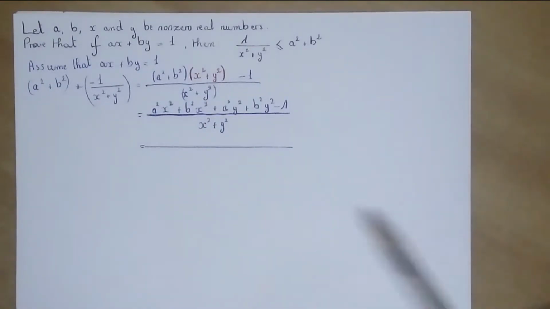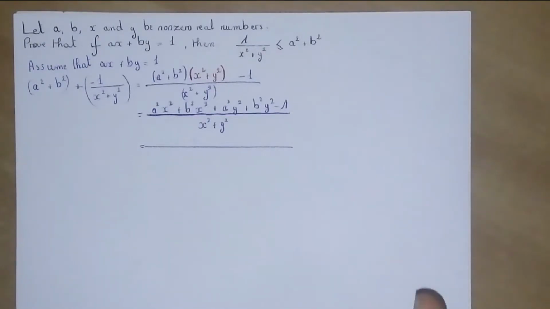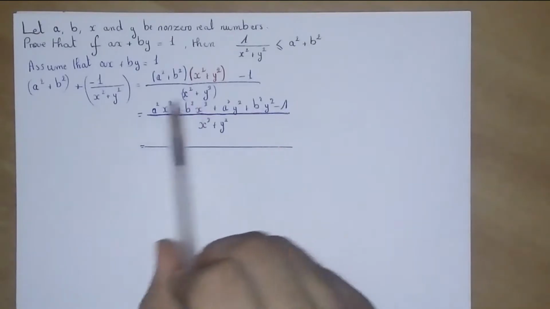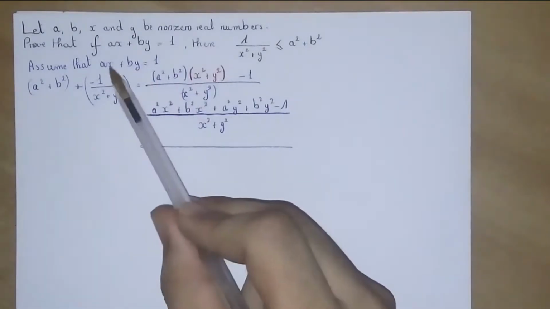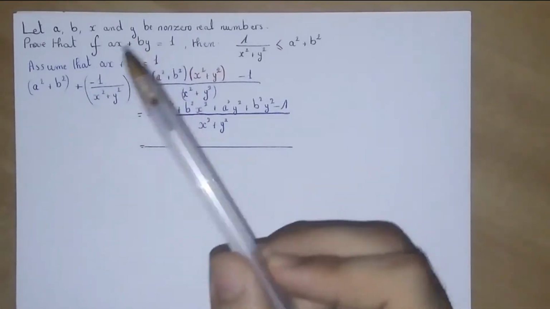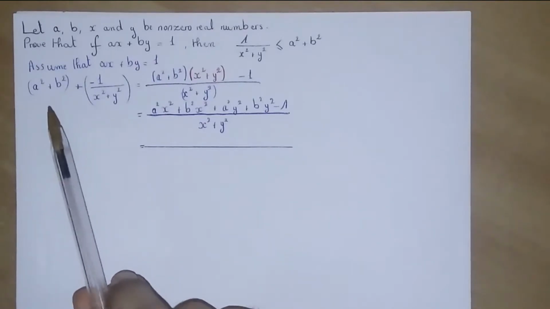So now that I have expanded these brackets, I do not see a straightforward method to move forward with these calculations. I'm a little bit stuck. So I have to find a way to simplify this numerator. Now I can go back to my assumption. We assumed at the beginning that ax plus by equals 1.